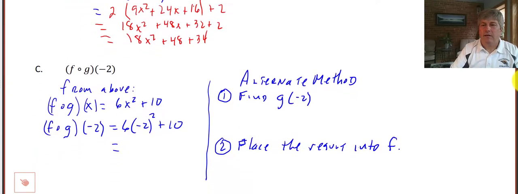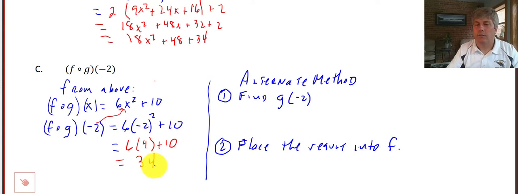And then finally, they're asking us to find f of g of negative 2. Well, we've already found f of g from above, right? We saw that was 6x squared plus 10. So all we need to do is replace our x value with negative 2. So we put negative 2 in for x and square it and solve. So we get 6 times 4 plus 10, or 34.